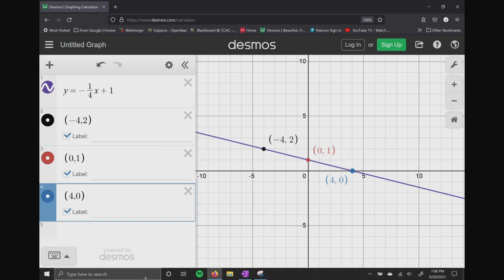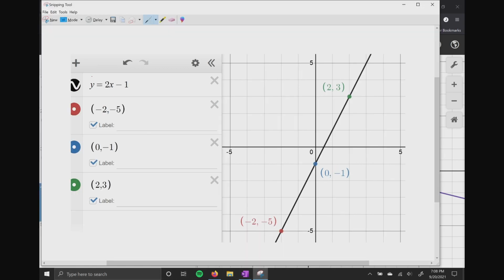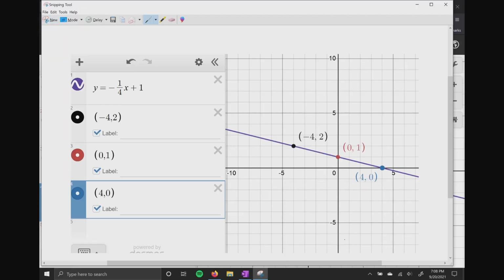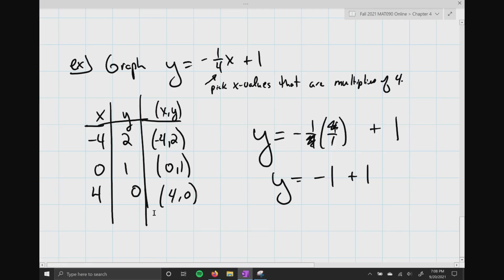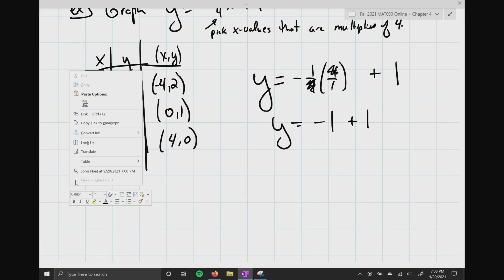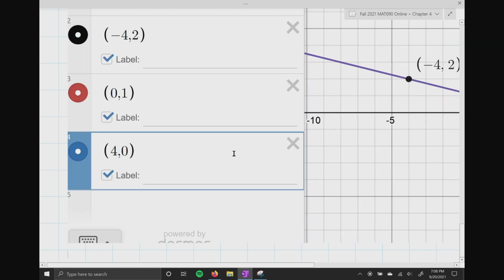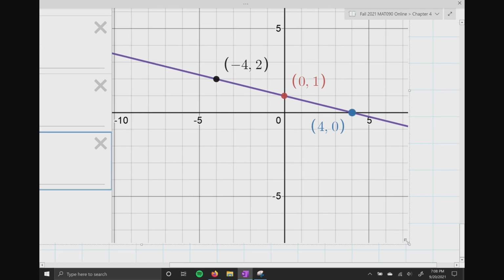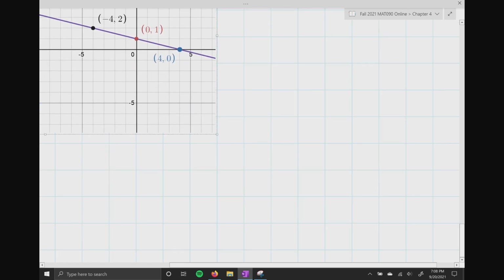So let's go ahead. Let's copy and paste this into our notes, because once again, it's nice and pretty. So we'll just do that. Back to our notes. And let me just fix it real fast. Perfect. It looks great.